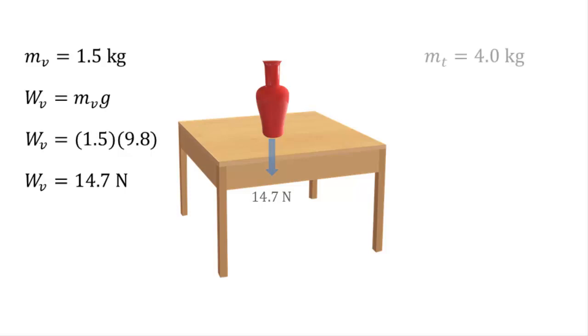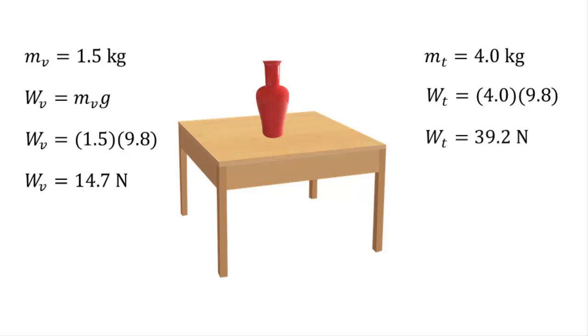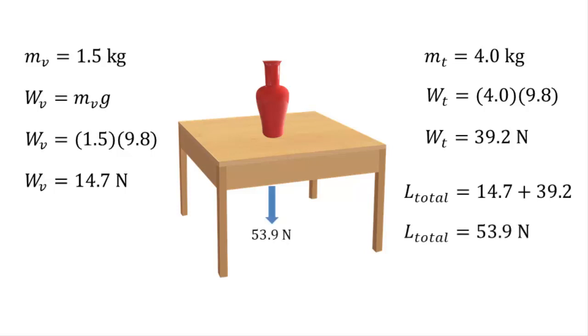Now, if the table has a mass of 4 kilograms, then what is the total dead load experienced by the floor? The weight of the table is its mass times gravity, which gives us 4 kilograms times 9.8 meters per second squared, or 39.2 newtons. Now the total load on the floor is the total weight of the vase and the table, which is 53.9 newtons.